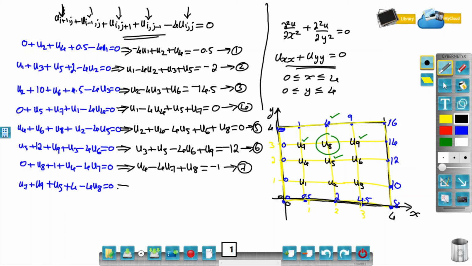So what we can write? We have u5 plus u7 minus 4u8 plus u9 equal to what? Equal to minus 4. So this is equation number 8. So now we have one more variable, right?